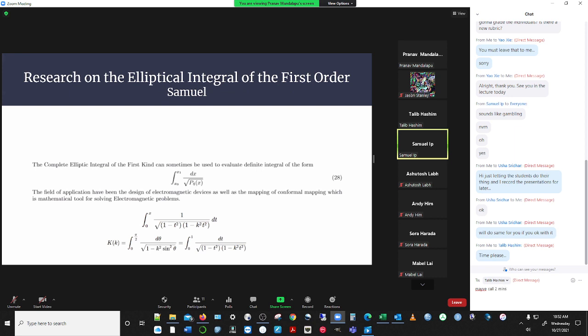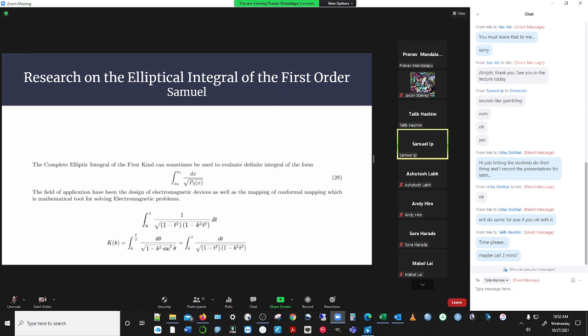As you can see in the formulas at the bottom, the first one is the elliptic integral, and the second one is the complete elliptic integral of the first kind. Mouthful.